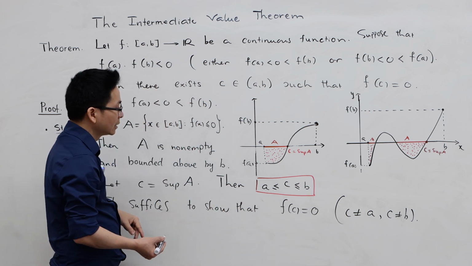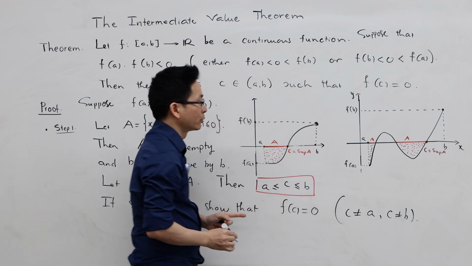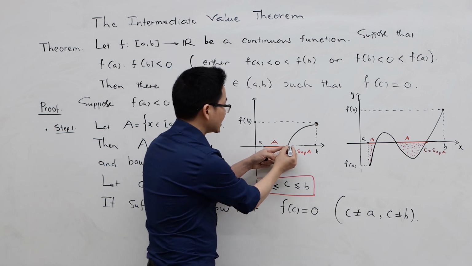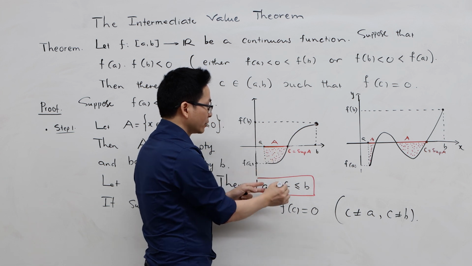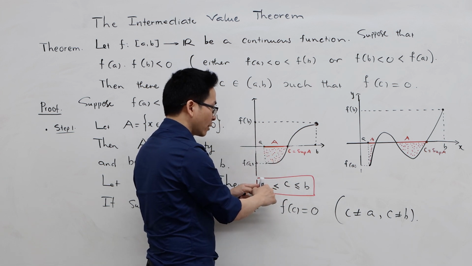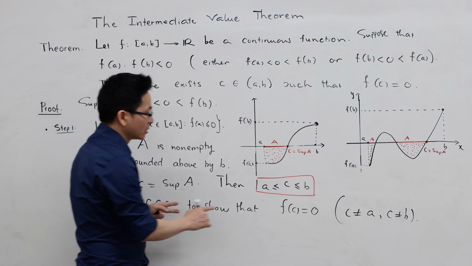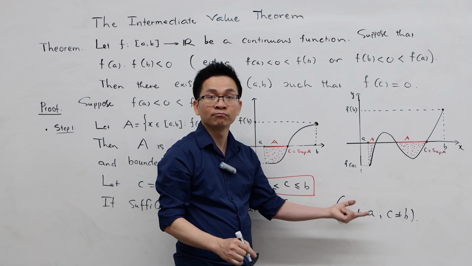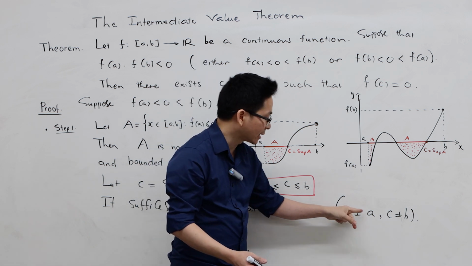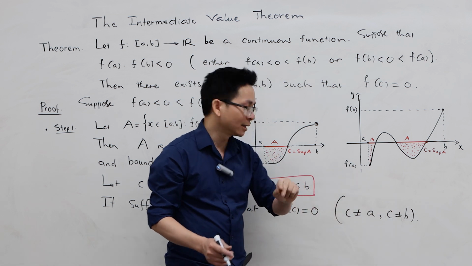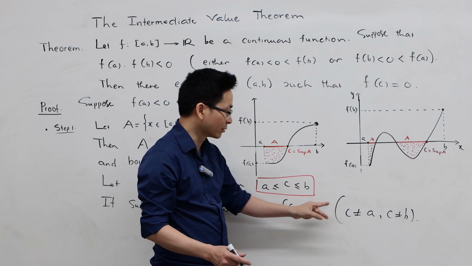Okay? So because the set A is bounded above by b, c is less than or equal to b. Okay? And because c is an upper bound of the set A, and little a is in this set, c is greater than or equal to a. That means c is greater than or equal to a and less than or equal to b. Okay? So then it suffices to show that f(c) is equal to 0. Then c has to be in the open interval (a, b) because c cannot be a and c cannot be b. Why? c cannot be a because f(a) is less than 0. If we can show that f(c) is 0, then c cannot be a.